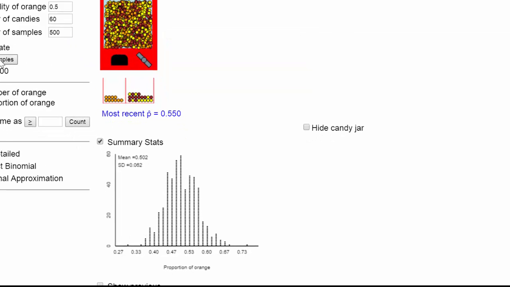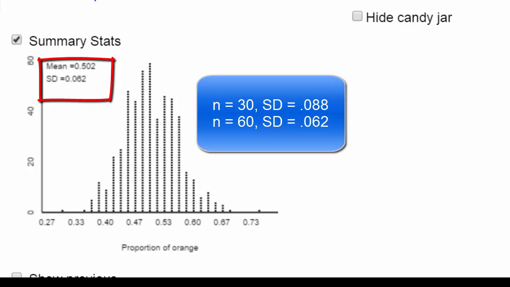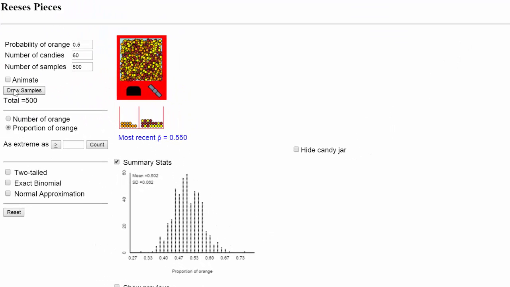And what do you notice? The mean is roughly the same. So my mean here is 0.502, pretty close to what we had when we had an n of 30. But what about my standard deviation? The standard deviation is significantly less, at about 0.062. So also notice that my values range from about 0.3 to about 0.68. Looks like we have one outlier here at about 0.74. So there's less variability for large sample sizes.